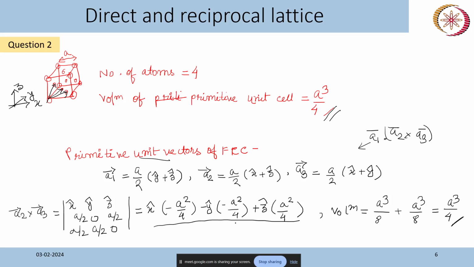So this is for direct FCC lattice. Okay, I hope it is clear and you have also calculated along with me, right? Next, go to reciprocal lattice.